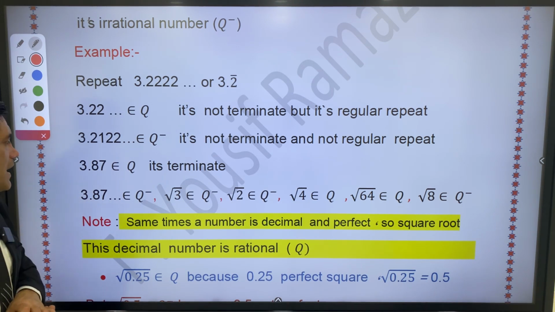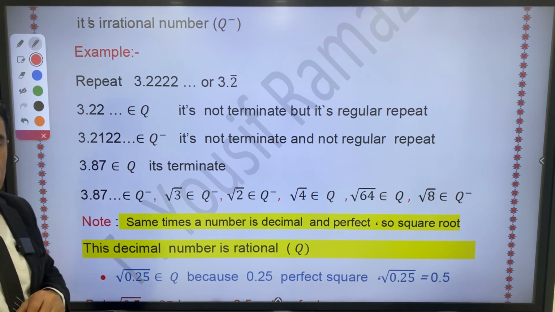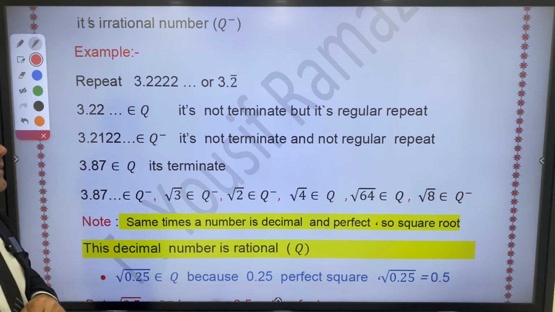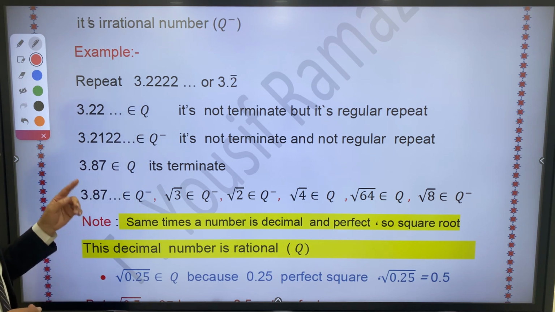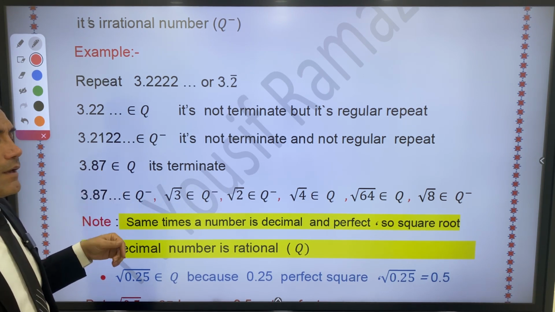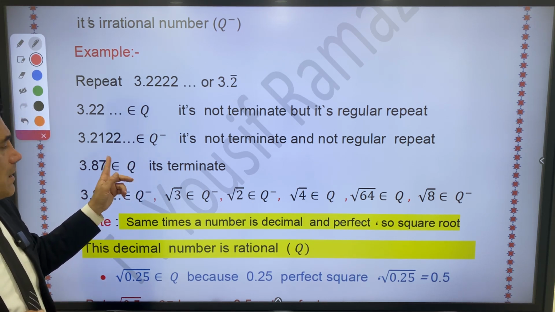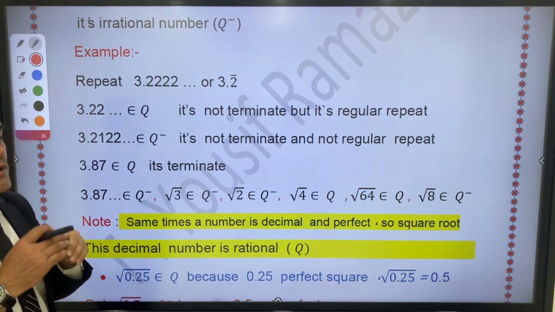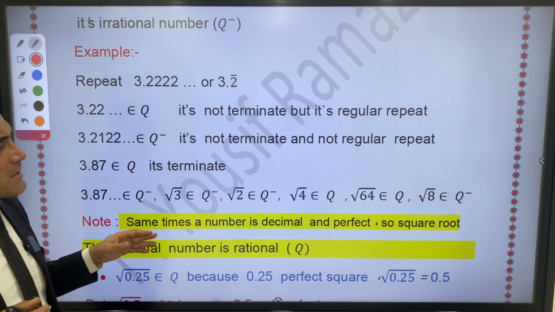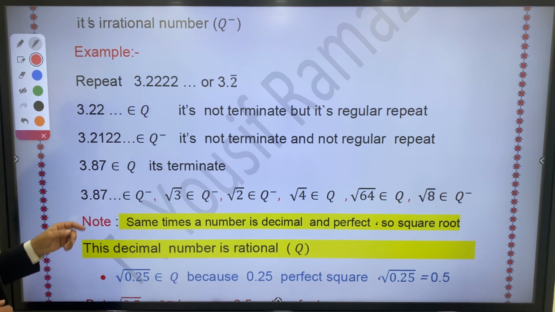And about 3.87: is it rational or irrational? It is for you. Tell me. Is 3.87 rational or irrational? Yes, 3.87 terminates, because you don't have 3 points. Since it terminates, it is a rational number. I said if it terminates, that means we don't have 3 points after the last number, so it is rational and belongs to the rational numbers.